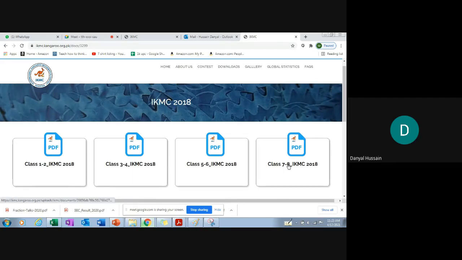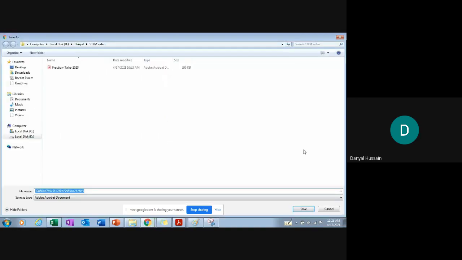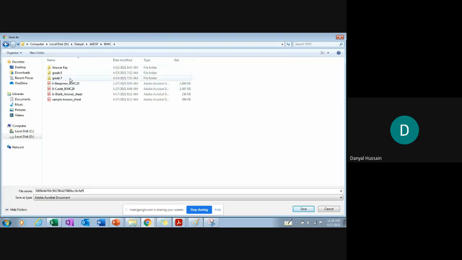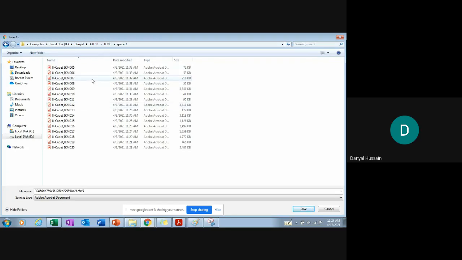If I click here, the download will start after a few seconds. Now the computer is asking me where I have to download it. I have to download it in any folder. For example, I want to download it in IKMC grade 7. I have already downloaded all of the past papers here, so there is no need to download them on my computer again, but you can click on save, and the file will be downloaded.